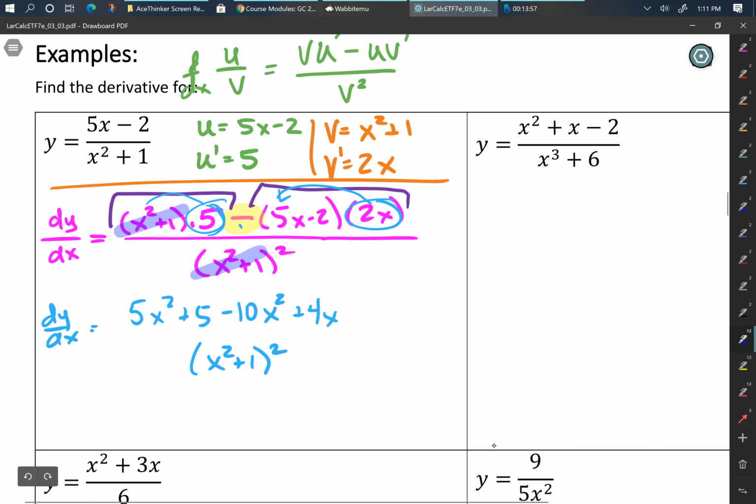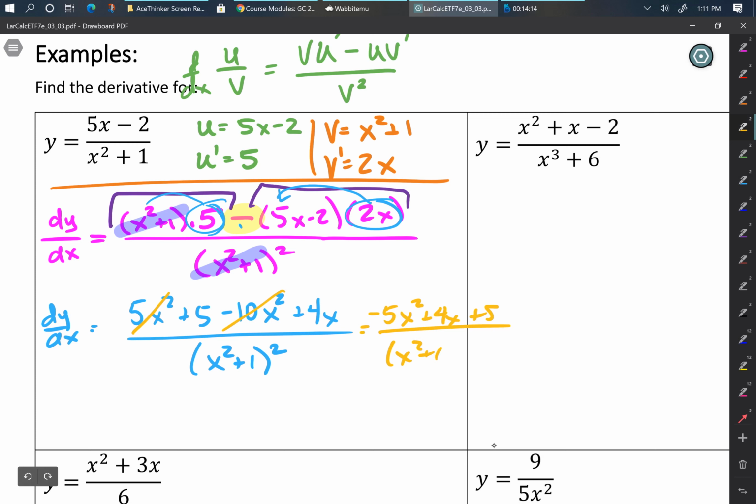Whoops, wrong one. To give me a negative 5x squared, a positive 4x, and a positive 5 over x squared plus 1 squared. And I think that that's just going to be the best that I can do with this thing. So negative 5x squared plus 4x plus 5 over x squared plus 1 squared.